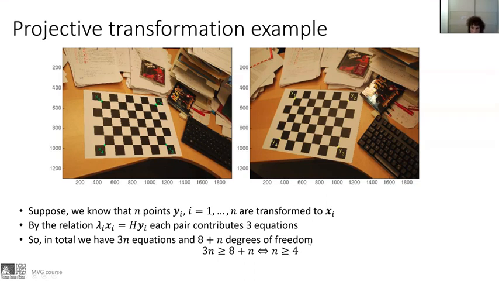Okay, so let's see. What does n stand for? n is the number of pairs that you know, like for example here, x1 is the same point as y1. x2 is the correspondence, and it enumerates the correspondences. Okay. Sure. Can you turn on your camera also, Nadav, please?